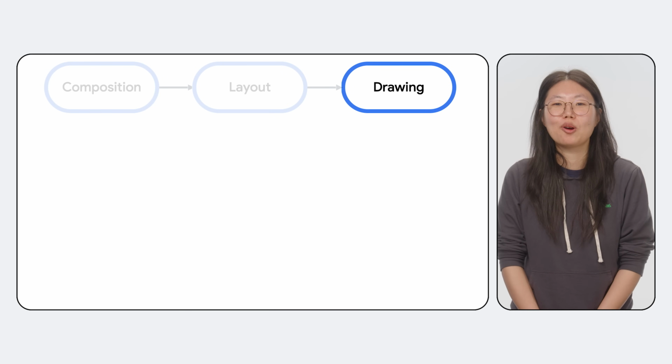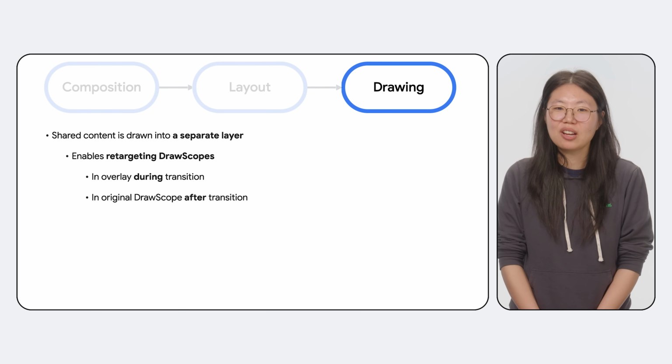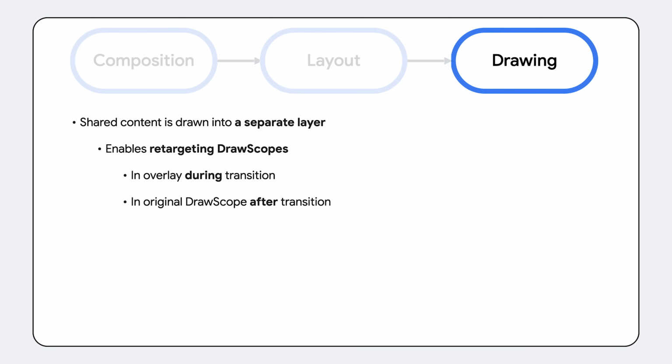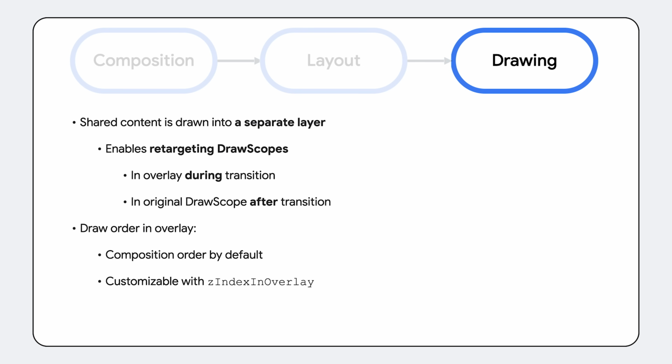Finally, we're on to the drawing stage. Each shared content is rendered in a separate layer, and this enables shared content to retarget the drawing to either the overlay during the transition or the original draw scope after the transition. Their Z order in the overlay by default is the order that they're composed. Z-index in overlay can be used to customize the draw order while in overlay.